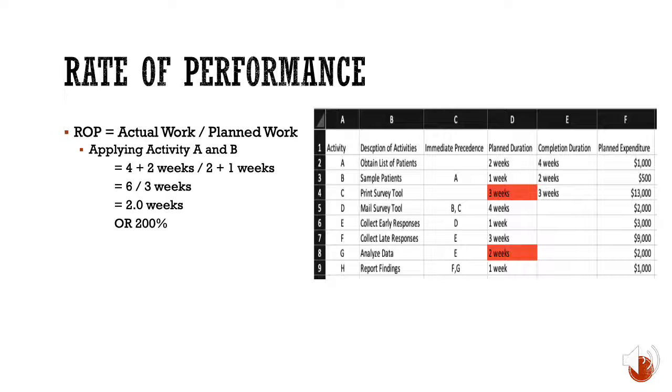For the planned work, we add up the number of weeks for activities A and B in the planned duration column, which is 3 weeks. Plugging in the numbers of weeks we just found, we see that the rate of performance is 6 weeks divided by 3 weeks, which gives us a rate of performance of 2.0, or 200%.